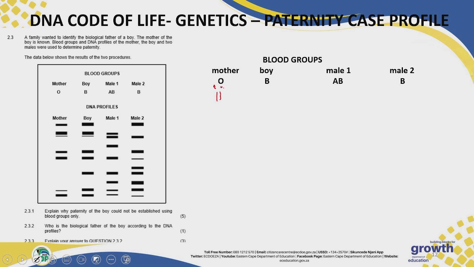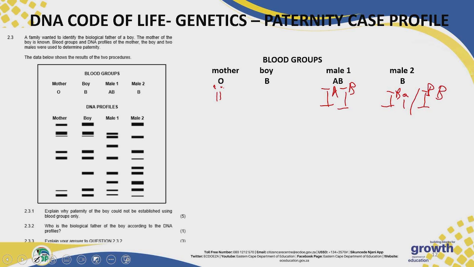Okay. Then the boy is, let us look at the fathers first. Male 1 is AB, so which means that they're going to be IA, IB. This is an example of codominance where you have got 2 alleles being expressed in the phenotype of the male. And then here male 2 is IB. They can be IB with a small i, or they can be IB.